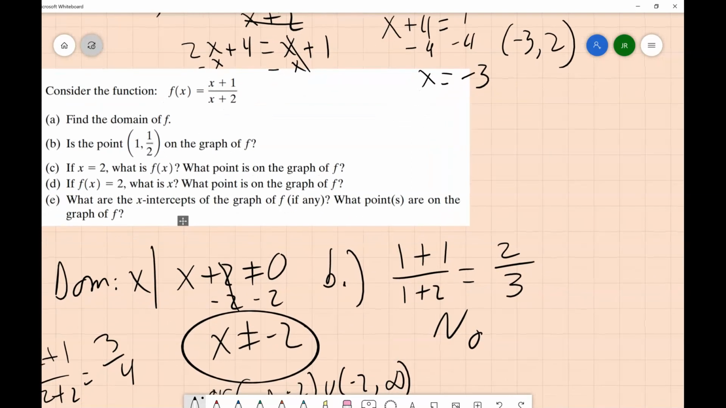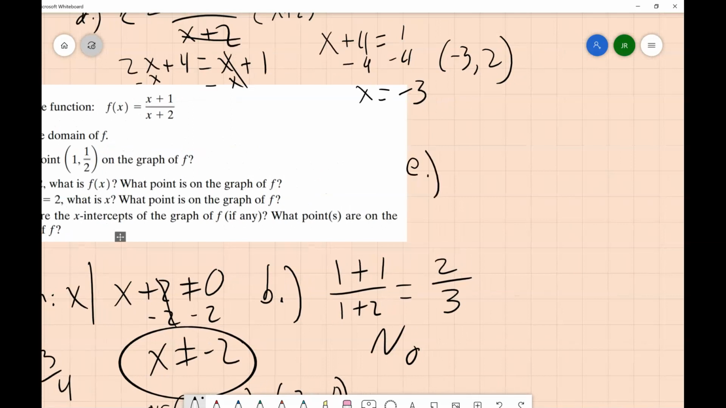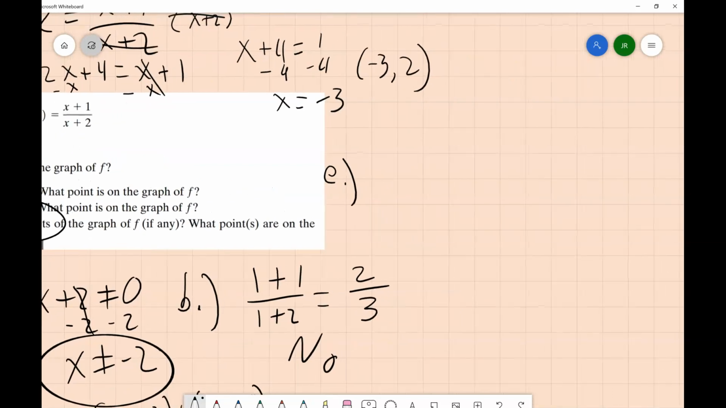Part E, what are the x-intercepts of the graph and what points are those? The x-intercepts are when it hits the x-axis. And when it hits the x-axis, the y value is always going to be 0. So to find x-intercepts, I just always plug in 0 for y, or f of x in this case. And I'm solving for x.